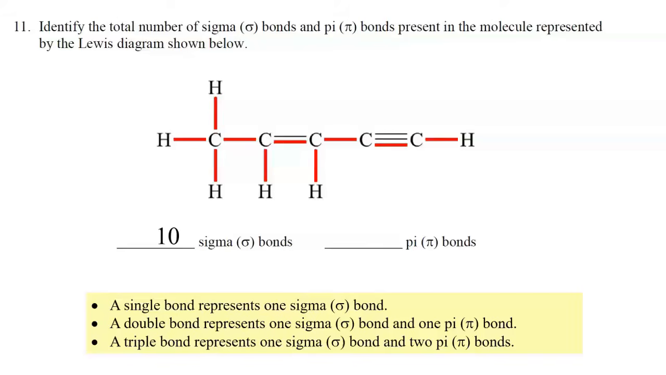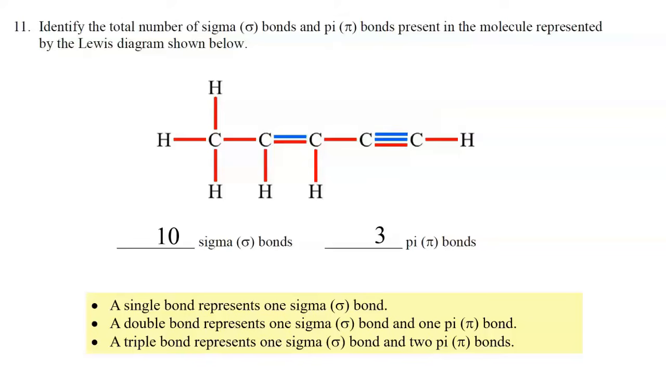Now for the pi bonds, I'll use a different color for that. I see 1 pi bond there in the double bond, and I see 2 pi bonds as part of the triple bond. So a total of 3 pi bonds. And again, you can take a look at the video for topic 2.7 if you want to see another example of me counting sigma and pi bonds in a Lewis diagram.